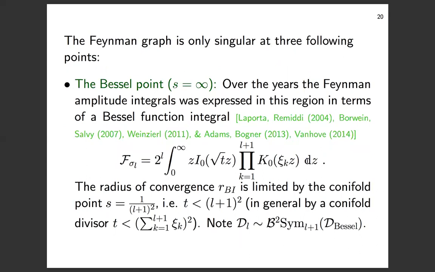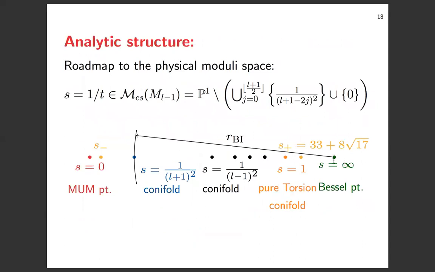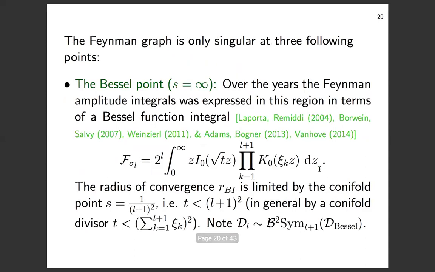So let me say the most important thing about this picture. As I said, the physicists have found here Bessel function representations, and these Bessel function representations converge all the way to this last conifold. In other words, the other solutions of the Picard-Fuchs equation might acquire singularities here, but my particular solution that is relevant for the Feynman graph only acquires a singularity here. And therefore, for this particular solution, I only have to care essentially about three regions: the large radius region, the MUM point, this conifold region where it does something special, and this Bessel region, which is at the other side of the P1, that is the moduli space here. So now I talk about these three regions.